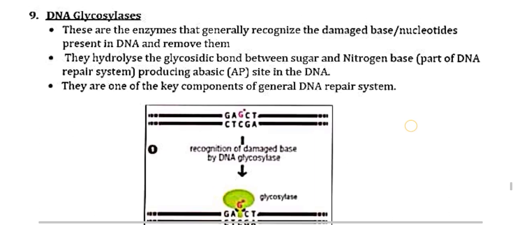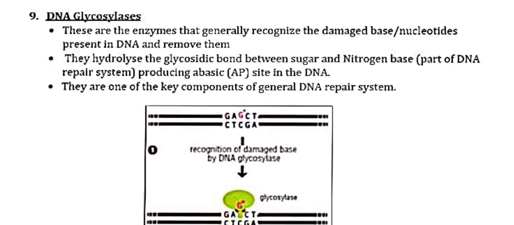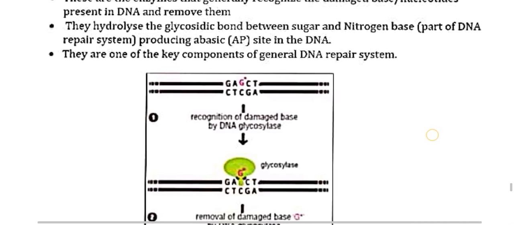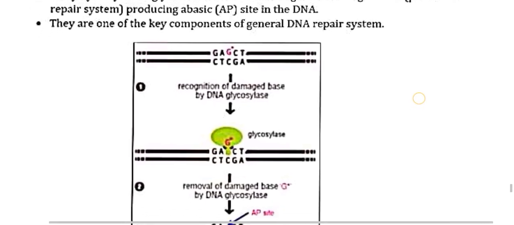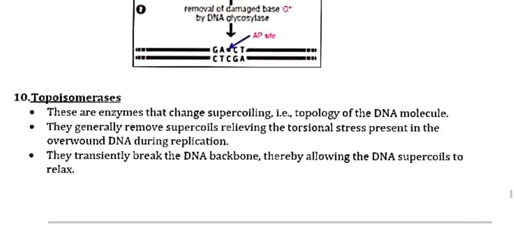Then DNA glycosylases. These are the enzymes that generally recognize damaged base nucleotides present in DNA and remove them. They hydrolyze the glycosidic bond between sugar and nitrogen base, part of the DNA repair system, producing abasic sites in the DNA. They are one of the key components of the general DNA repair system.